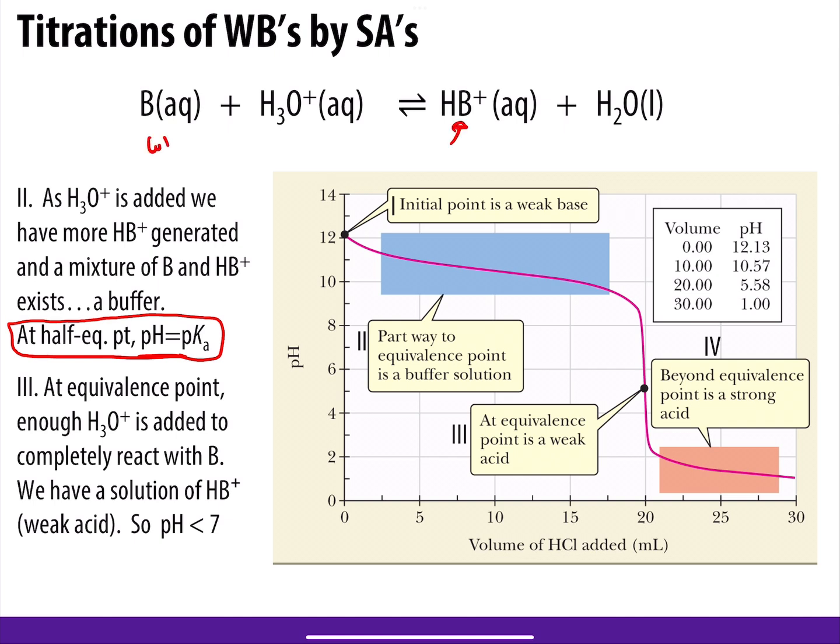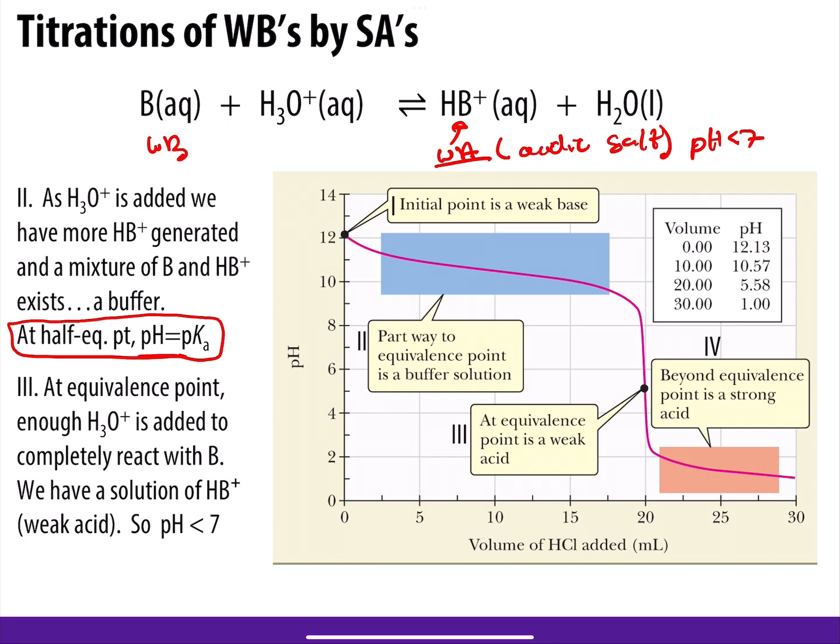Since B is a weak base, its conjugate acid, HB+, is a weak acid. And so this leads to an acidic salt at the equivalence point and a pH less than 7. It does work to think about it like this: the strong acid wins out over the weak base. If it was the other way, a weak acid titrated with a strong base, the strong base would win out and force the pH greater than 7 at the equivalence point. That's another way to think about it.